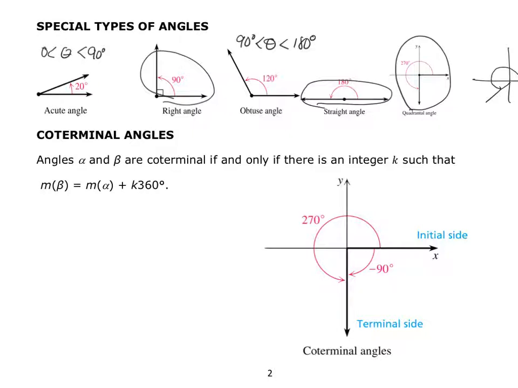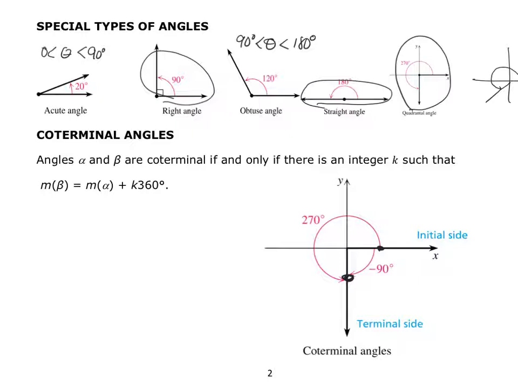So in this example, I have 270 degrees. If I subtract off 360, I get negative 90. Notice they both start right here on the initial side. They both end right here on the 270 or the terminal side. These two angles are coterminal.